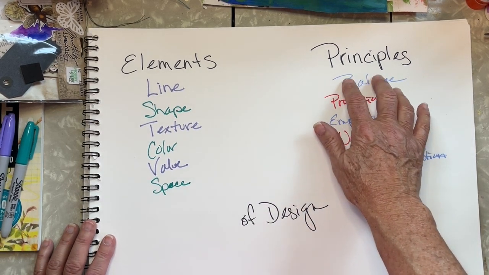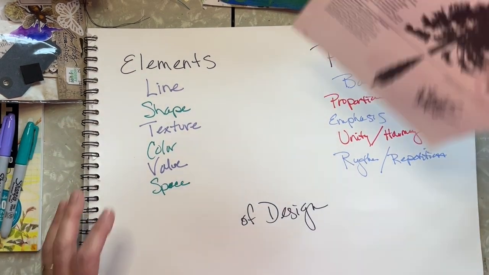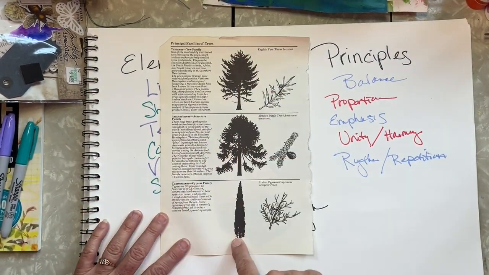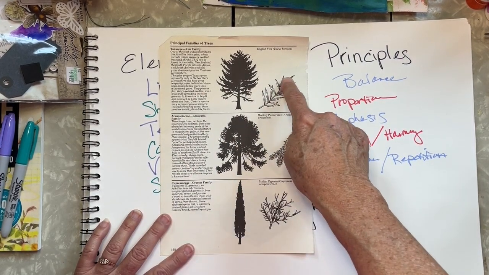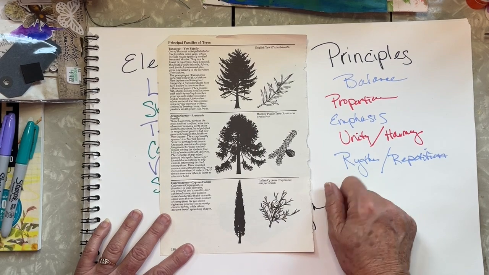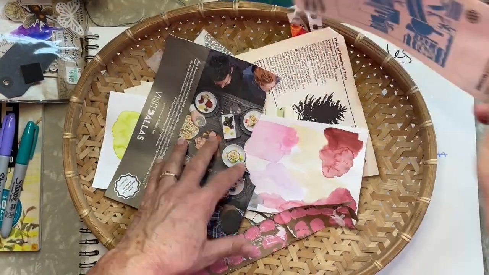What is the balance? Is the design right smack in the middle, or is the design off to one side or the other side? Let me get that camping one. Let me see if I can find that. Here we go.